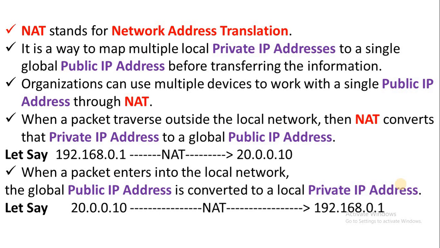Let's say 192.168.0.1. Consider this to be a private IP address. Through the NAT, this will convert to 20.0.0.10, that is considered as public IP address. When a packet enters into the local network, the global public IP address is converted to the local private IP address. Let's say 20.0.0.10. Consider this as a public IP address. Through the NATing process, it will convert to 192.168.0.1. This is considered as private address.